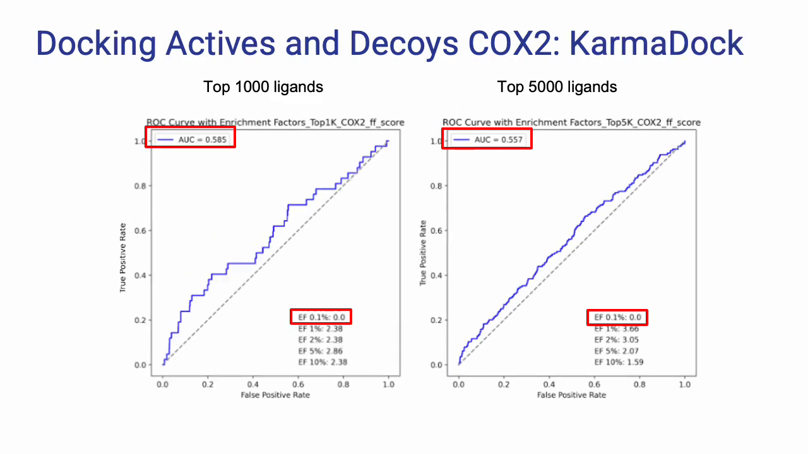In contrast, COX-2 in KarmaDoc performed near random for discrimination between actives and decoys, with AUC values of 0.59 and 0.56 in the top 1,000 and top 5,000 ligands respectively, and it had EF values of 0, indicating no meaningful enrichment in the top 0.1%.